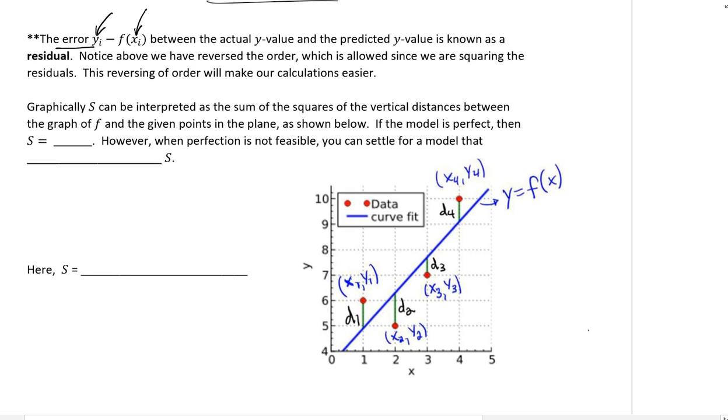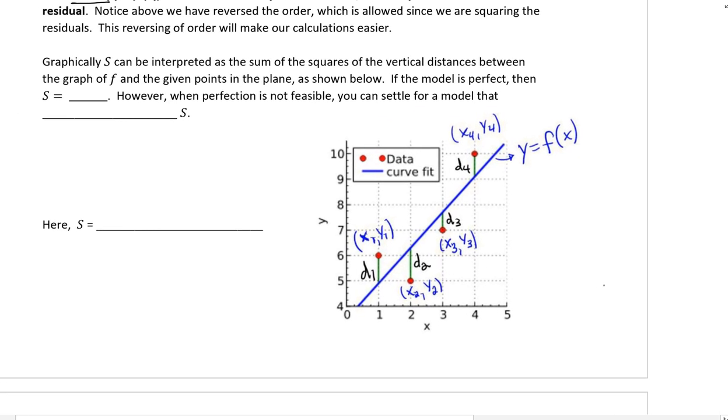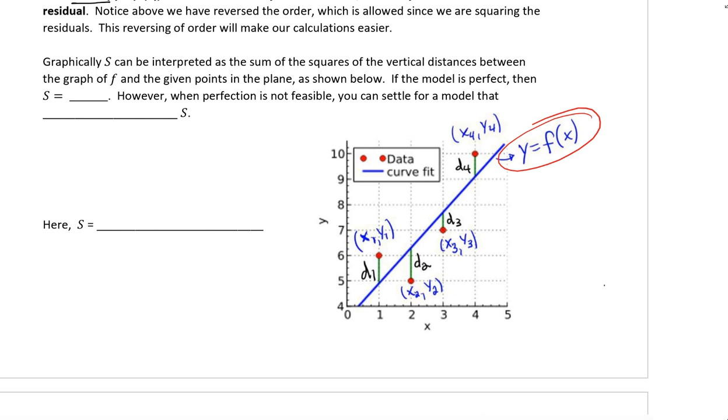If we think about what our error looks like in a picture, you'll see down at the bottom of this page a little diagram. We have four points, x1, y1, x2, y2, x3, y3, x4, y4, and we have our prediction model, this line, f of x. We have our red data points, and our blue model, which predicts outcomes for various x values. And in green, we have our residuals. We're going to call those D1, D2, D3, and D4.